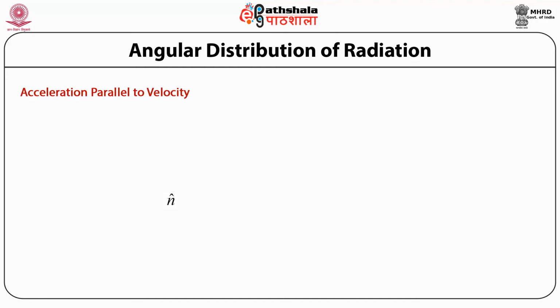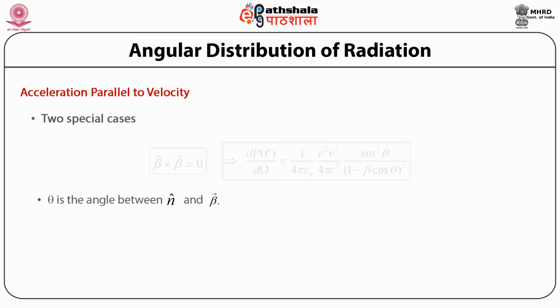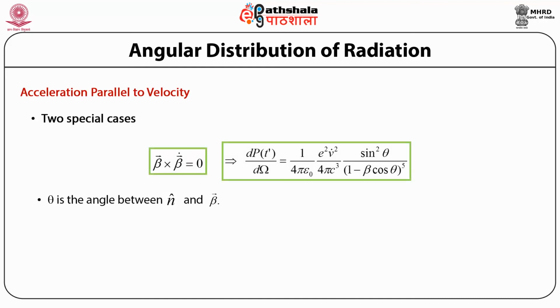Acceleration parallel to the velocity. There are two special cases. First is the acceleration parallel to the velocity, where beta cross beta dot equals 0, which leads to dP(t')/dΩ equals 1 divided by 4 pi epsilon naught into e squared v dot squared divided by 4 pi c cubed into sine squared theta divided by (1 minus beta cos theta) raised to power 5.